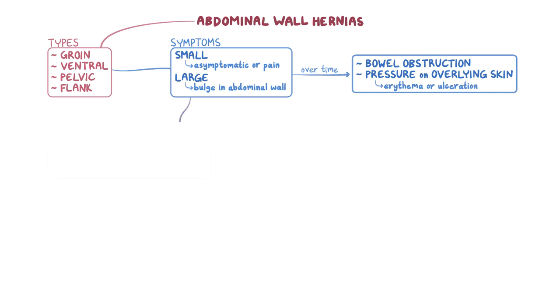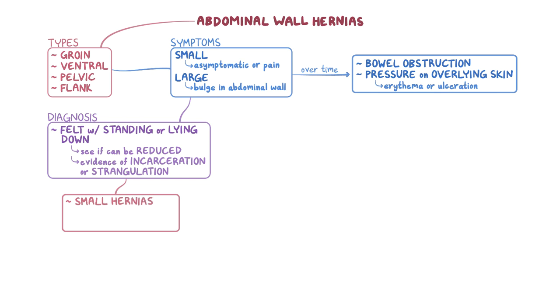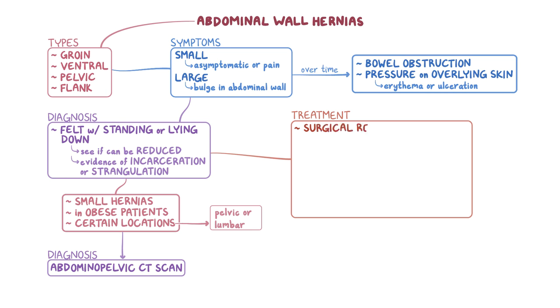For diagnosis, the hernia should be felt with the individual standing and lying down to see if it can be reduced and if there's evidence of incarceration or strangulation. Small hernias, hernias in obese patients, and certain anatomical locations like pelvic or lumbar hernias require abdominal pelvic CT scan. The definitive treatment of hernias is surgical repair with herniorrhaphy or hernioplasty.